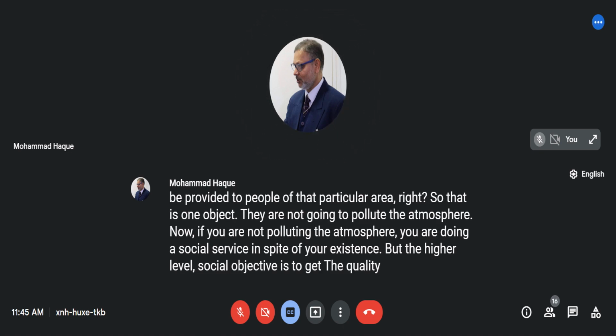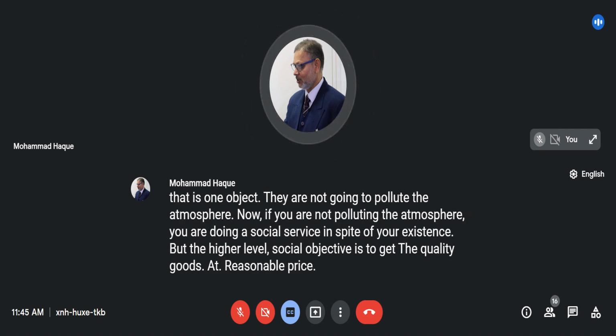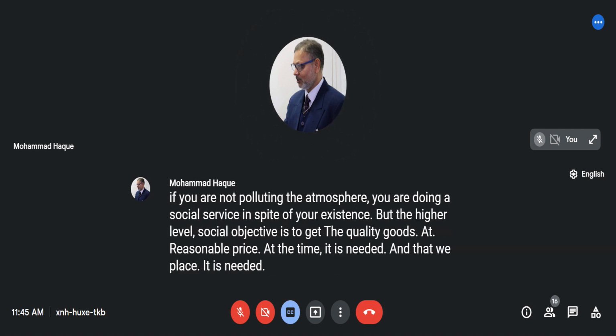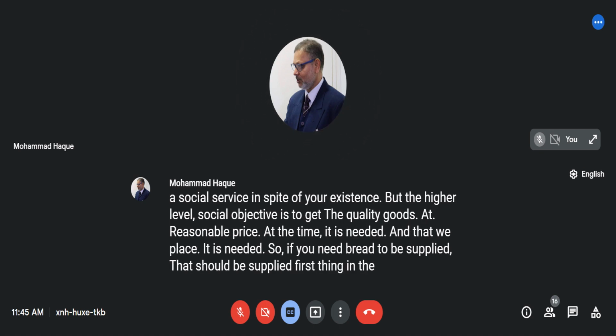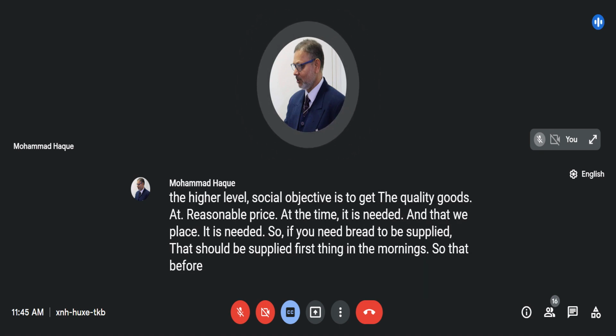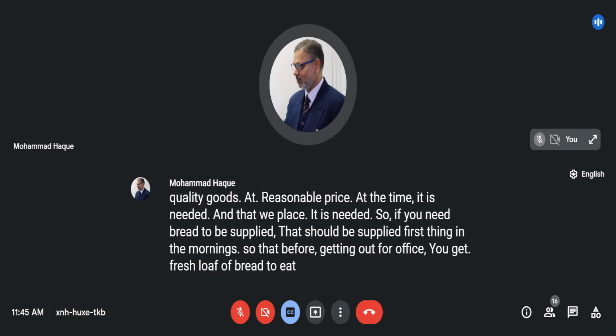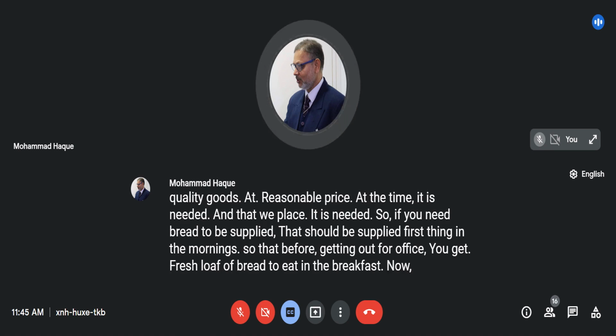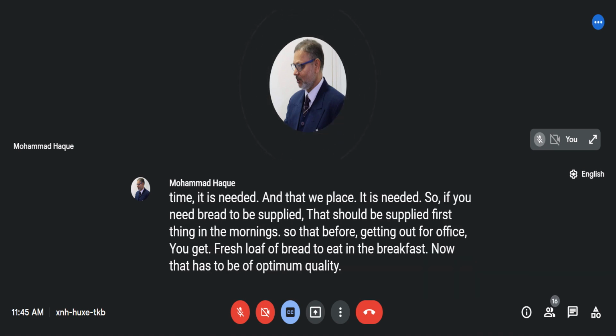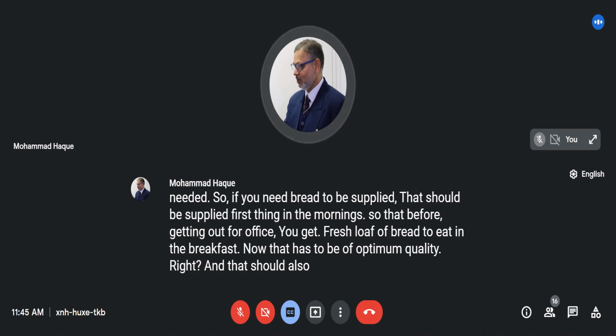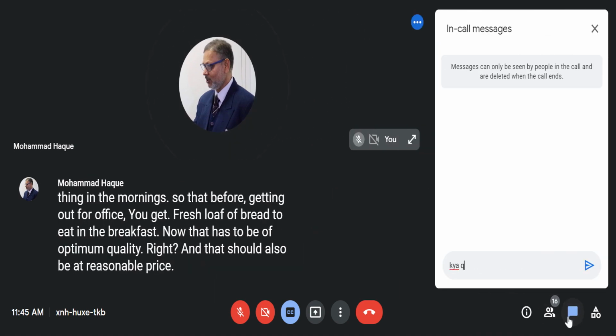the quality goods at reasonable price, at the time it is needed, and at the place it is needed. So if you need bread to be supplied, that should be supplied first thing in the mornings, so that before getting out for office, you get a fresh loaf of bread to eat in the breakfast. Now that has to be of optimum quality, right? And that should also be at reasonable price.